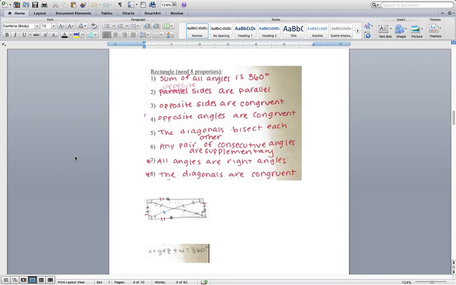So basically a rectangle and a parallelogram are the same, except a rectangle has 2 extra properties at the bottom. These are 7 and 8. All angles are right angles, and the diagonals are congruent. Okay, we kind of know that. We know that all the angles in a rectangle are right angles. They're 90 degrees. And the diagonals are congruent, which makes sense with the 90 degree thing. Okay, so go ahead and sketch that picture as well down at the bottom.